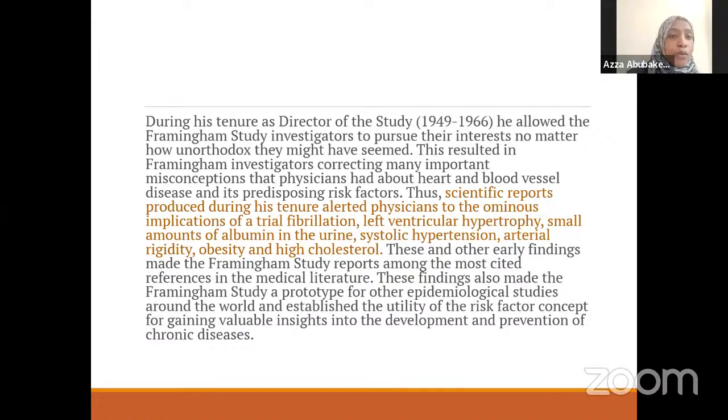These findings also made the Framingham study a prototype for other epidemiological studies around the world and established the utility of the risk factor concept for gaining valuable insight into the development and prevention of chronic diseases.